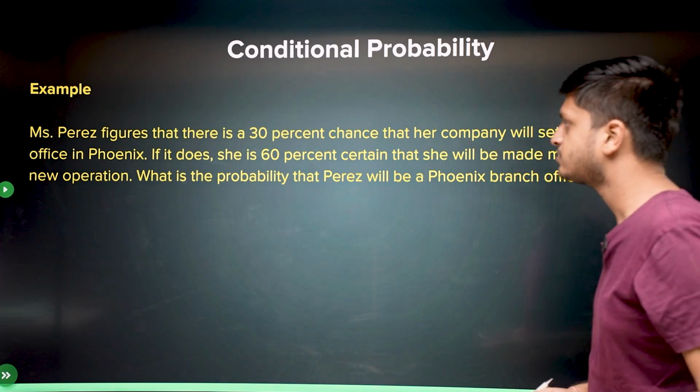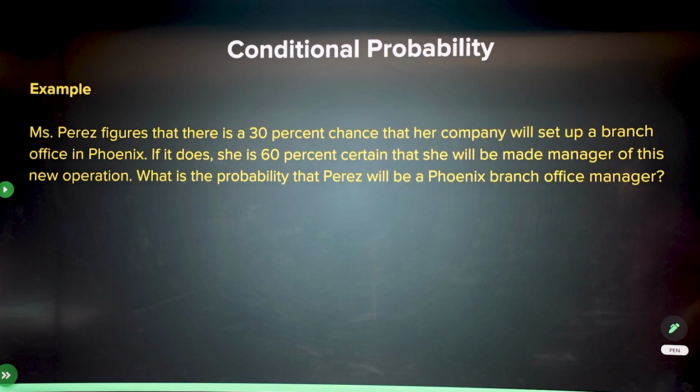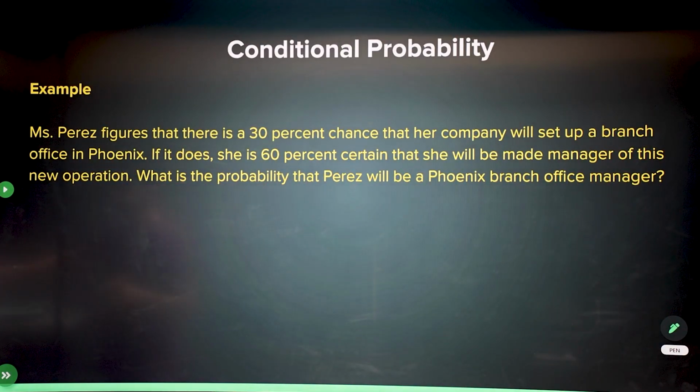Okay. Let's move to the next problem. So I'll read the question. Mrs. Perez figures that there is a 30% chance that her company will set up a branch office in Phoenix. If it does, she is 60% certain that she will be made manager of this new operation. What is the probability that Perez will be a Phoenix branch office manager? Okay, interesting question. So here also we will have to make events very carefully.